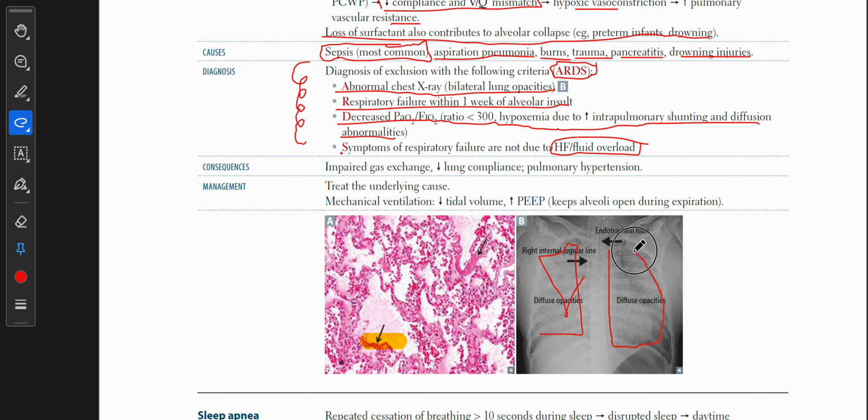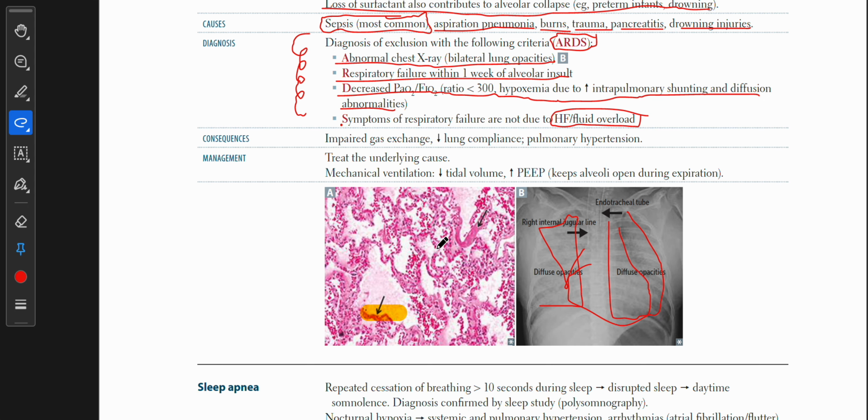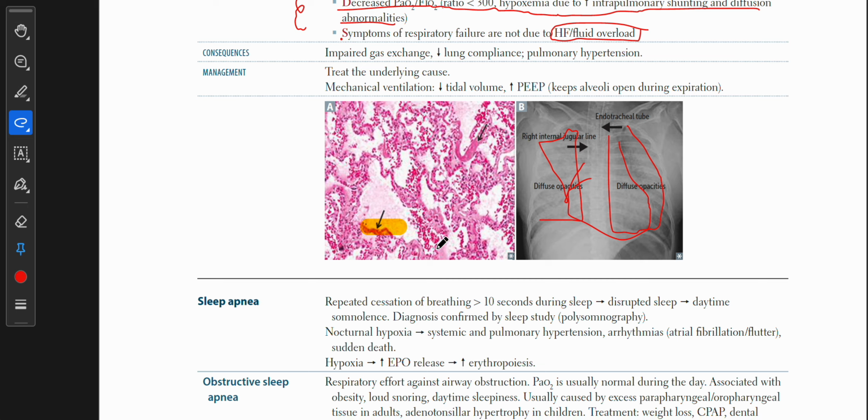Even the border of the heart is blurred in here, like this is a border of the heart, but it is blurred, right? So the consequences of ARDS are impaired gas exchange and decreased lung compliance, which means the air cannot accumulate in our lungs as much as it needs to. And then there is also pulmonary hypertension. We'll talk about pulmonary hypertension in vascular disease of the respiratory system.